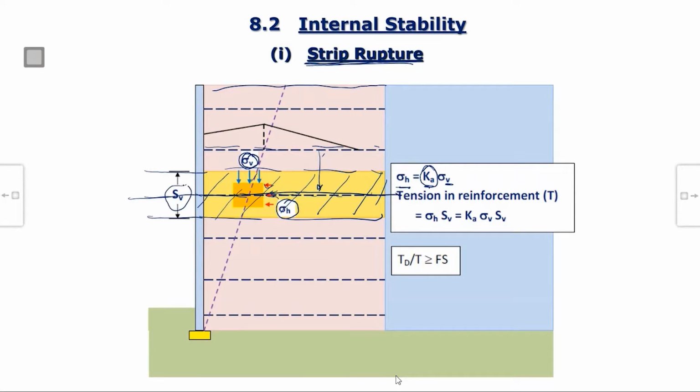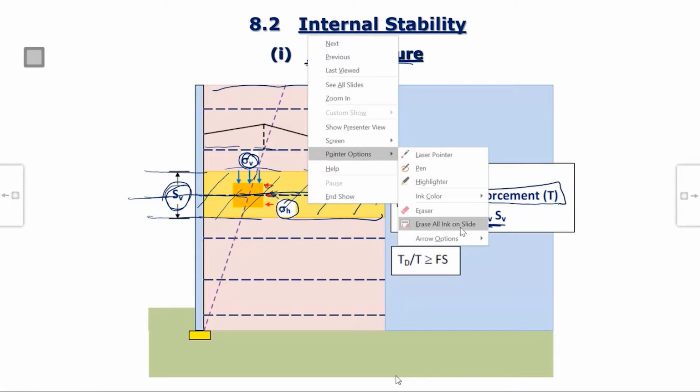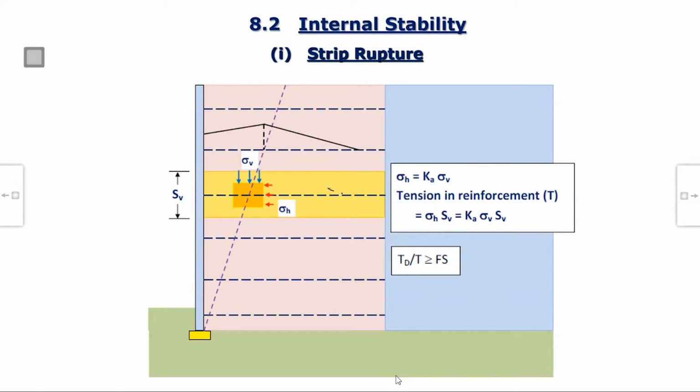So this is SV, what we call the effective spacing of my reinforcement. Sigma h, the horizontal stress, multiplied by SV will give me the horizontal force. So sigma h is K sigma V, so K sigma V into SV. This is the tensile force in the strip. I have calculated the tensile force in the strip, that this much is tensile force T.